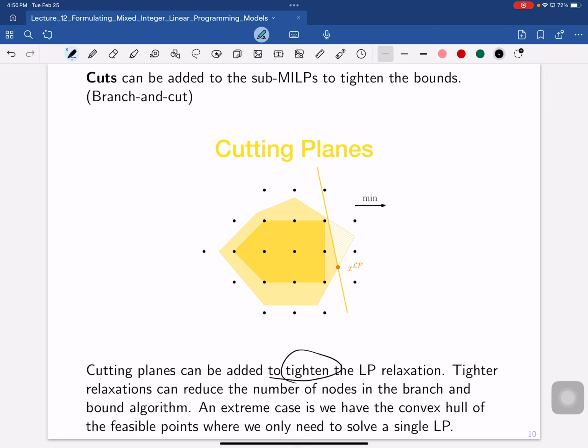Of course, an extreme case is you just get the convex hull of all the feasible points, like this dark region there. Then you only need to solve a single LP.